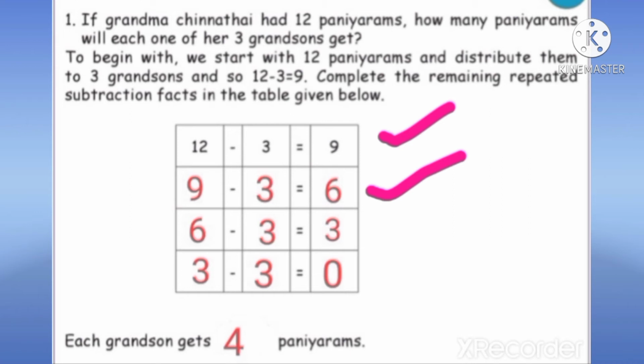Next, we start with 6 paniyarams. Grandma gave one each to the grandsons. So 6 minus 3, 3. Then next, we start with 3 paniyarams and grandma gave one each to 3 grandsons. So 3 minus 3, 0. So each grandson gets 4 paniyarams. How many paniyarams? 4 paniyarams.